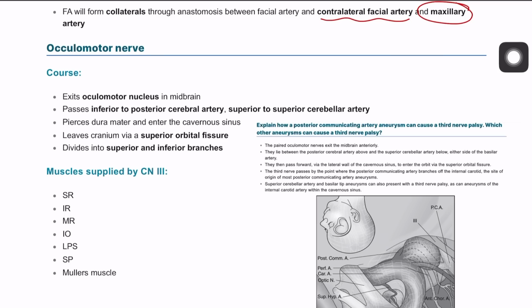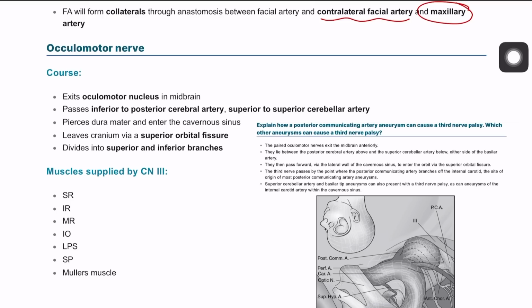So now we're going to cover two cranial nerves, which is the third cranial nerve and the seventh cranial nerve as well. So the course of the third cranial nerve is very important, and we're going to go through it now.